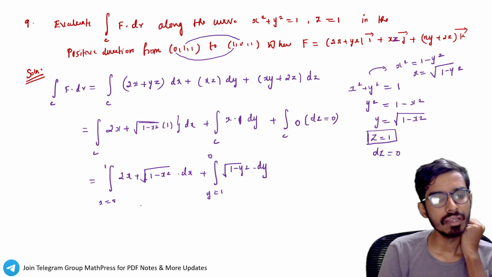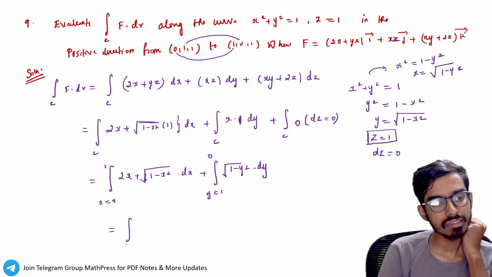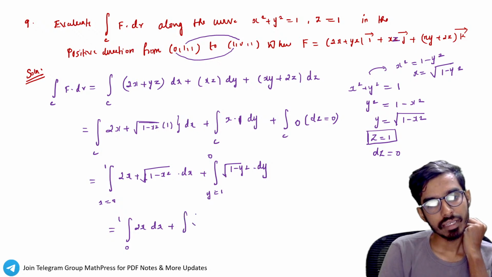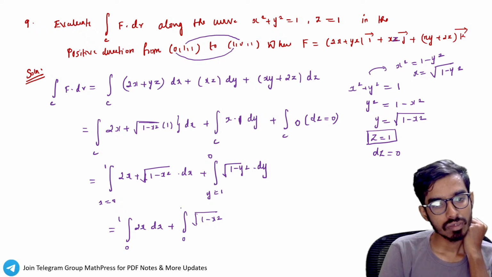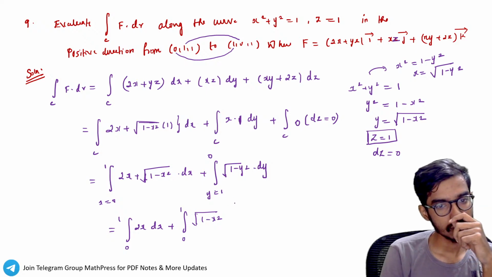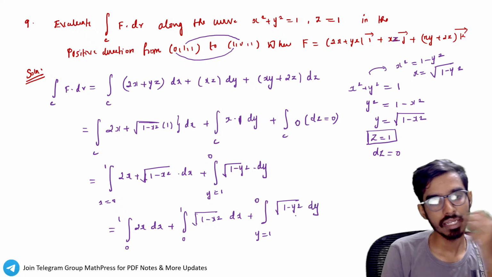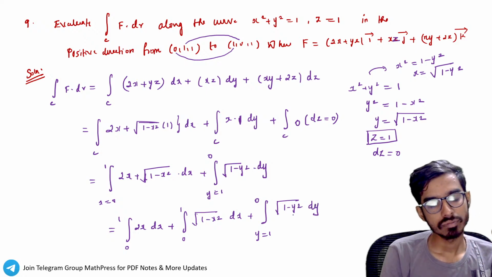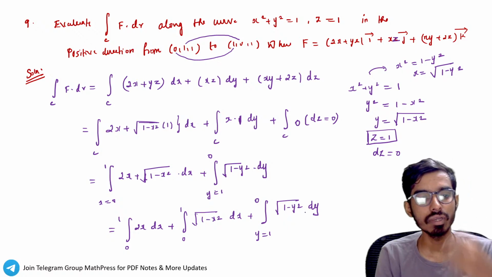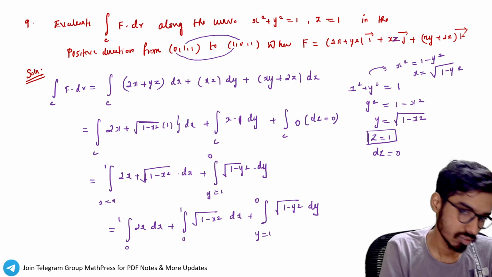Very easy part, right? So you integrate this separately. So x varies from 0 to 1, 2x dx, plus integration of root of 1 minus x square from 0 to 1 dx, plus integration of y varies from 1 to 0 root of 1 minus y square dy, right? That's it, right? You need to integrate this. So integrate this, you will get the required answer.